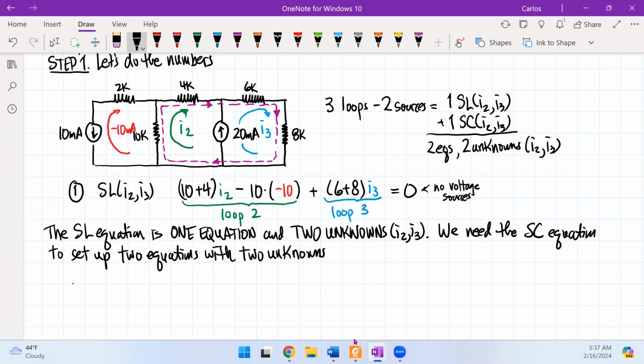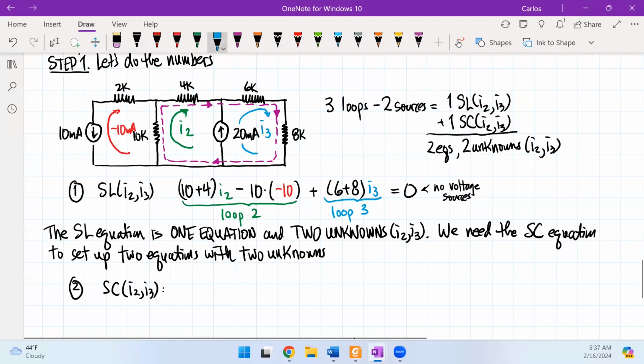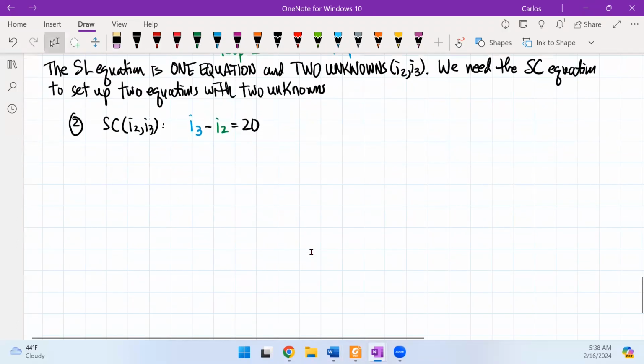So when I look at that supercondition equation between I2 and I3, then I see that from what we wrote earlier, again, looking at the current source, we see that the I3 is in the direction of the current source. So then that tells us that this is now this guy. So that's our second equation.